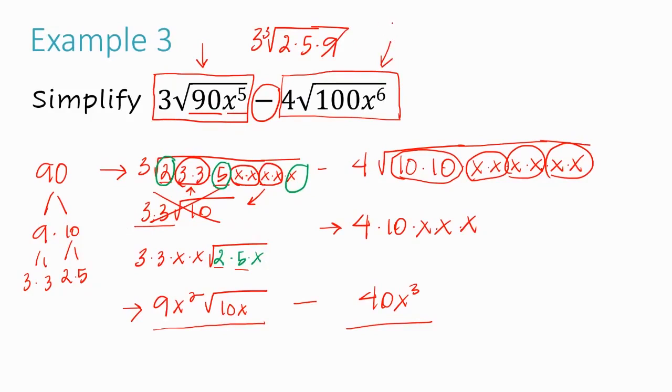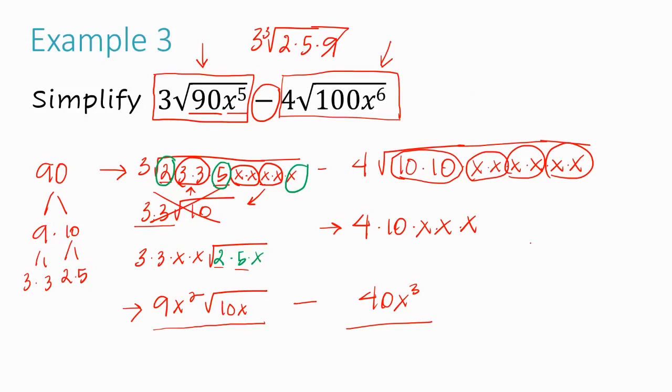So now I can subtract if I'm able to. And after looking at this particular problem, I can see that I'm not able to. And the reason for that is because I don't have common radicands or common variables at the end, okay? My first term has the square root of 10x. My second term has just 40x to the third power. These are not common terms. These are not like terms, so I can't combine them. Okay, I can just rewrite them, circle them, and say, this is my final answer for example number 3.